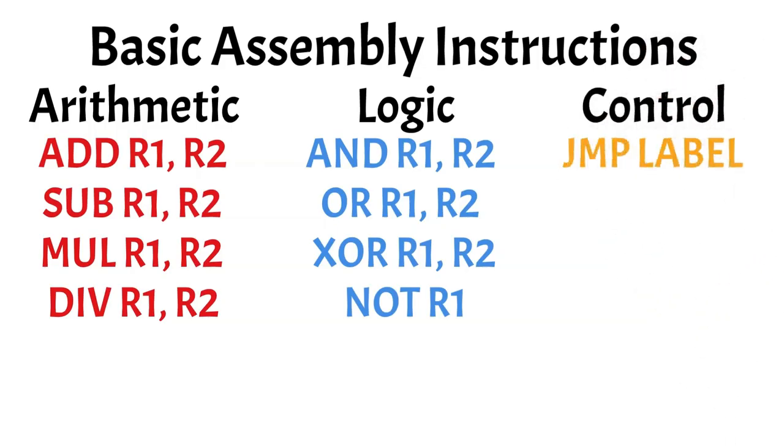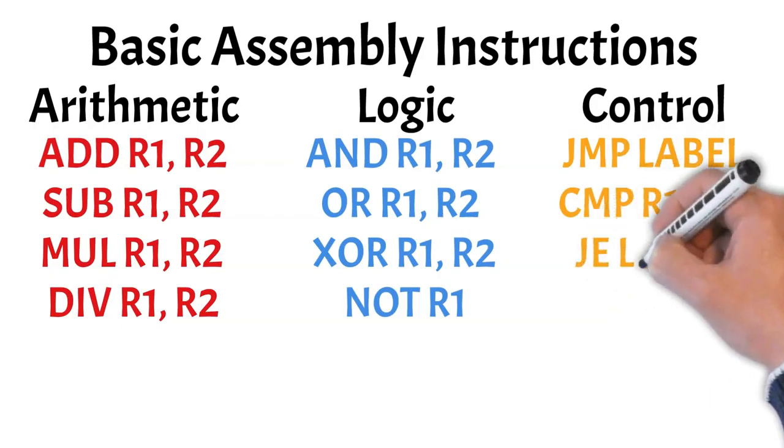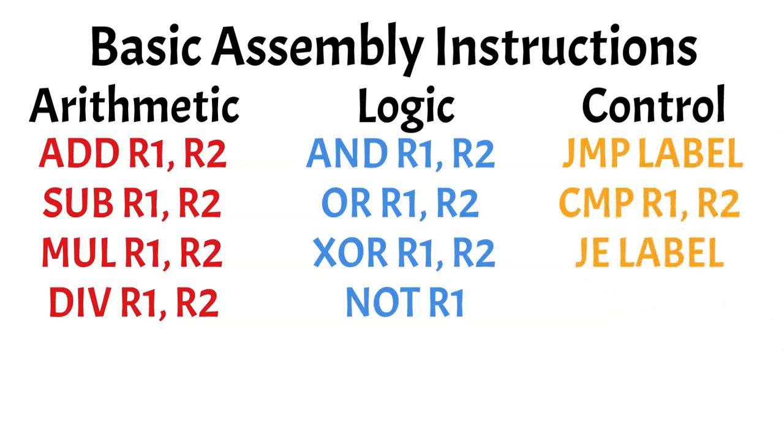Jump label causes the program to jump to a specific point labeled in the code, and compare R1 R2 compares the values in R1 and R2. Based on this comparison, jump if equal jumps if the values are equal, while jump if not equal jumps if they are not. Data movement instructions transfer data.